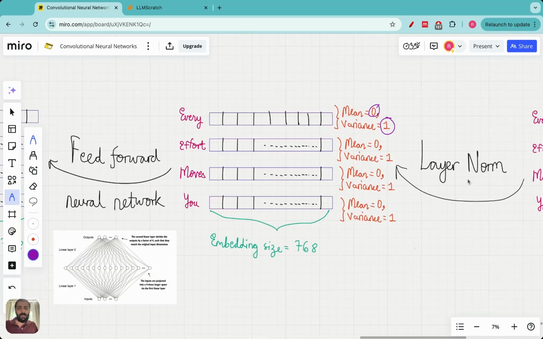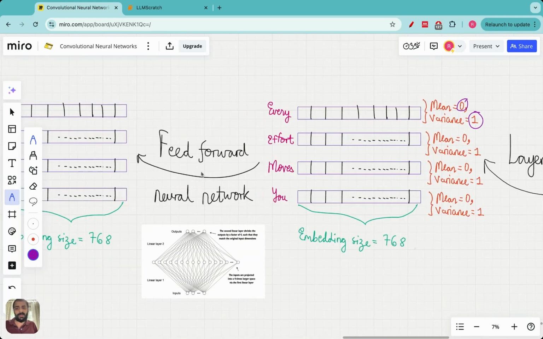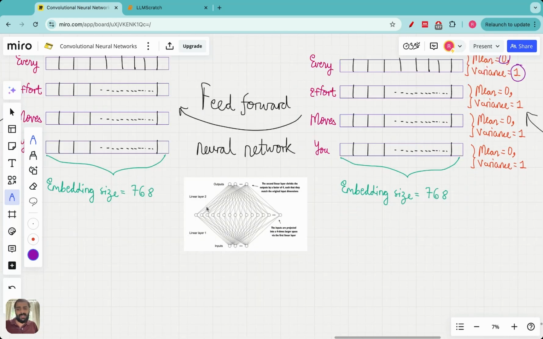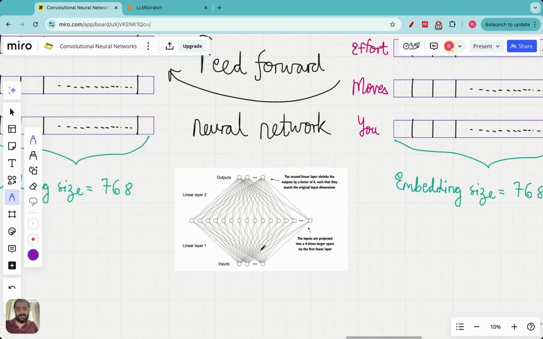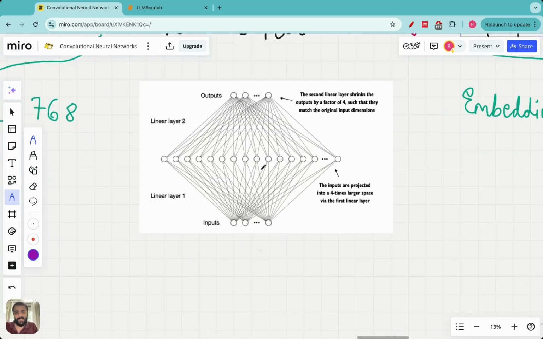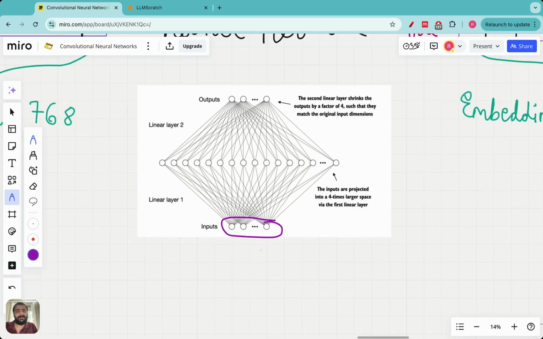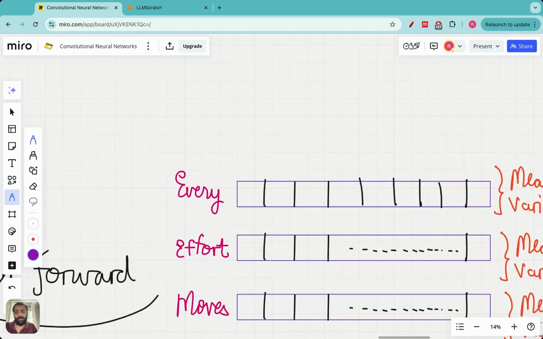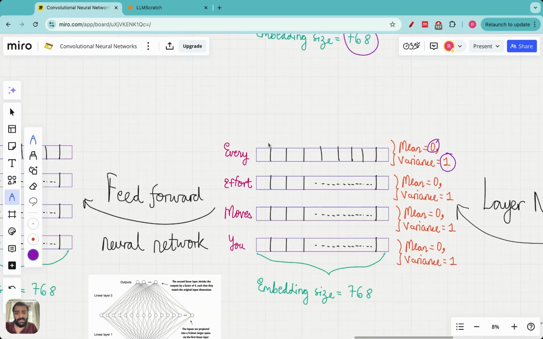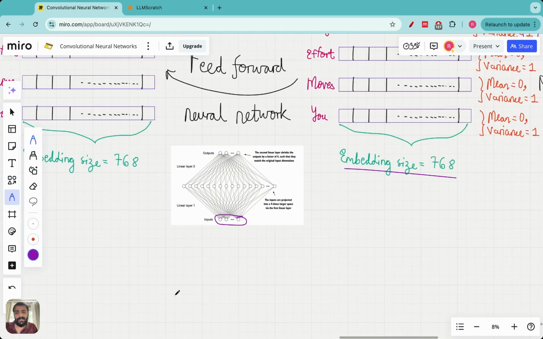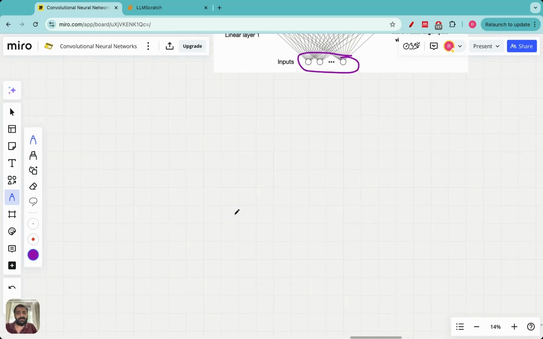And then after the layer normalization layer, we have a feed forward neural network. When you zoom into this network, you will see that this is kind of like an expansion contraction network. We process every input step by step here. If you first look at the first token, which is every, it's a 768 dimensional token. The input which enters this feed forward neural network is that every token has an embedding size of 768. What happens in this neural network is that we look at each token sequentially. So let's say we are looking at the first token, which is every.